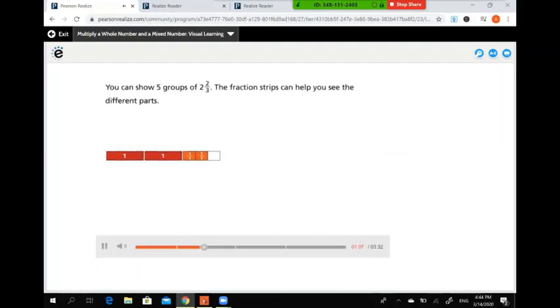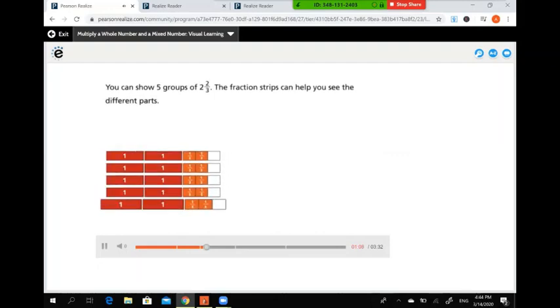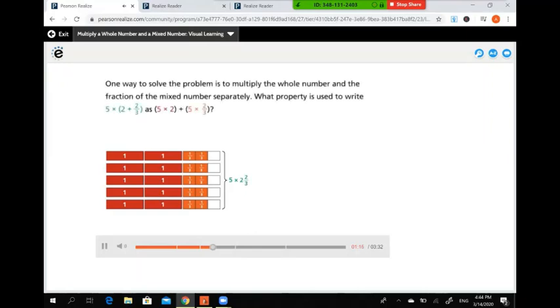You can show 5 groups of 2 2/3. The fraction strips can help you see the different parts. One way to solve the problem is to multiply the whole number and the fraction of the mixed number separately. Okay, here he's using 2 ways to solve this kind of problem. The first way, I will let the video talk, then I will talk to you.